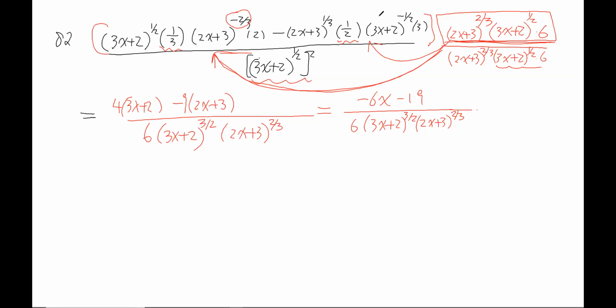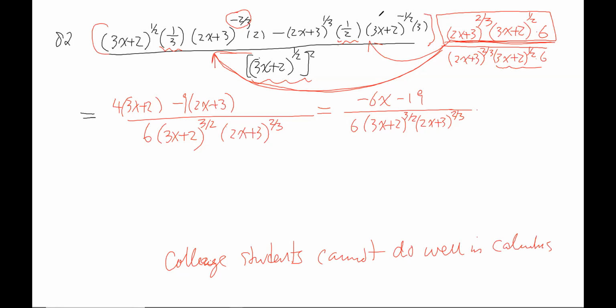So college students cannot do well in calculus since they never learned chapter 1 and chapter 2 well. It's just these two chapters. That's why we have to be very slow.